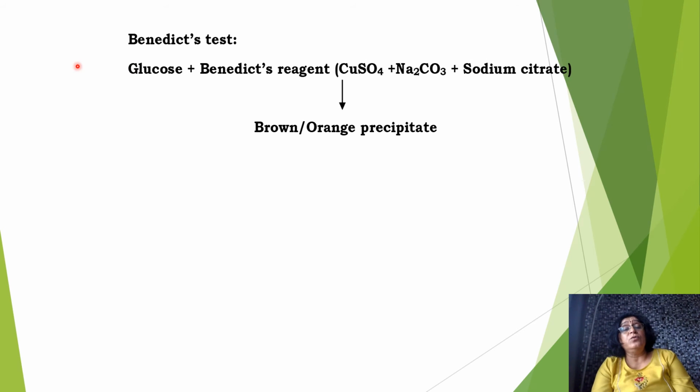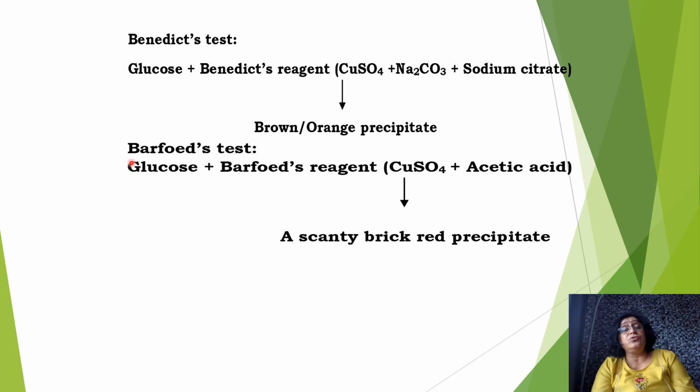Then further, glucose also shows a positive Benedict's test. When you add Benedict's reagent to glucose, you get a brown or orange precipitate. What is Benedict's reagent? Benedict's reagent is a mixture of copper sulfate, sodium carbonate and sodium citrate. Then it also gives Barfoed's test. When you add Barfoed's reagent to glucose, you get a scanty brick red precipitate. And what is Barfoed's reagent? It is a mixture of copper acetate and acetic acid.